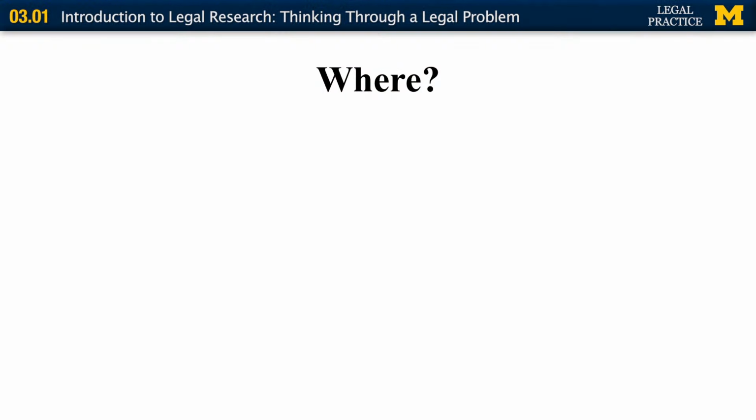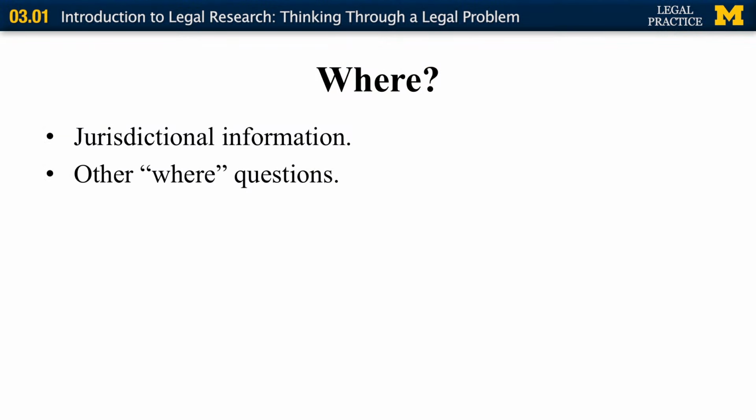So next we have my where questions. So here again, there are some obvious where questions. I want to know what state the events took place in. Here, that's Nebraska, so the where is pretty easy. That tells me that when I start conducting my research, I'm probably going to want to look at Nebraska law and also probably federal law, because it's likely that there is federal law that affects a disability claim like this one is potentially likely to be.